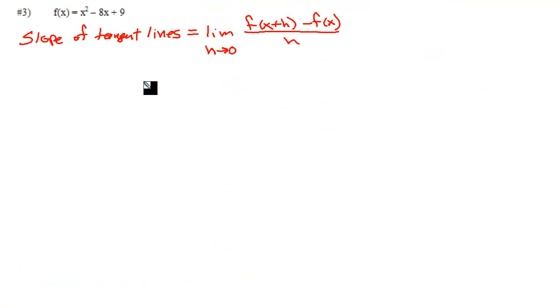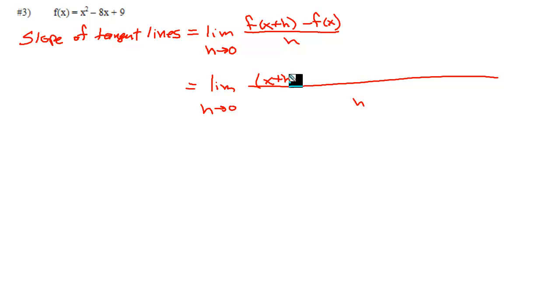Number 3, started out like you start out every one of these problems. Slope of all tangent lines is the limit as h approaches 0 of f of x plus h minus f of x over h. So what is f of x? Well, it's x squared, which we replace with x plus h, minus 8 times x, which we replace with x plus h, then plus 9.